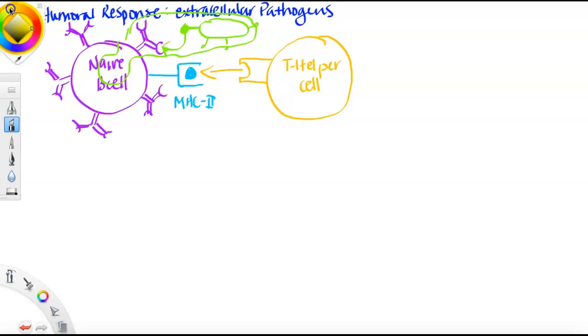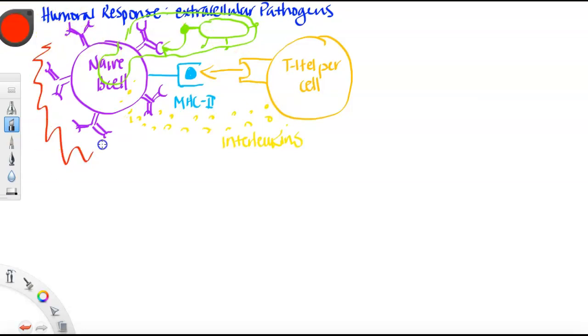So the T helper cell then sends over some chemicals. And these chemicals, they're cytokines. And they're cytokines called interleukins. And that officially activates the cell. Okay, so now we have activation.